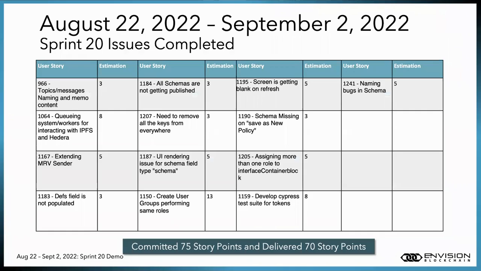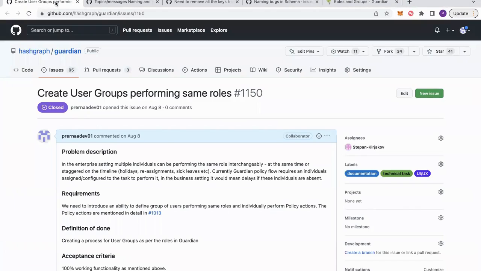So just a quick overview of what we covered in Sprint 20. In Sprint 20, we committed to 75 story points and we delivered 70 story points. These story points include 966, topics, messages, naming, and memo content; 1064, queuing system for interacting with IPFS and Hedera; 1150, create user groups performing same roles; 1184, all schemas are not getting published; and 1241, 1190, and so on. The first ticket we'll be looking at is create user groups performing same roles, 1150.